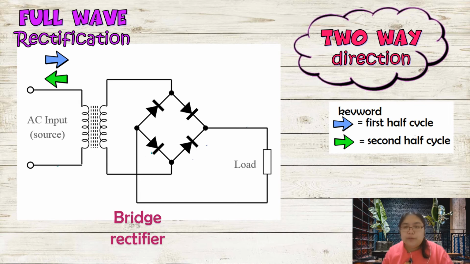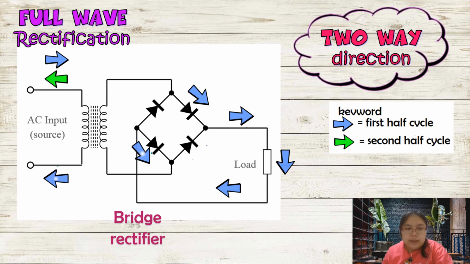Okay, let's see, we start with the first cycle. That's blue color first. Blue color, they start to flow from the upper part. Then go through the resistance. They want to go back. Then they pass through another diode, then go back.